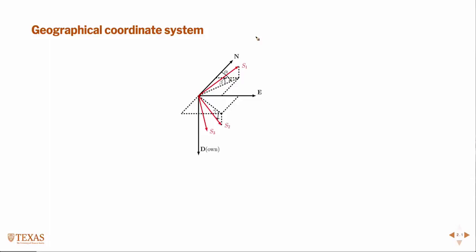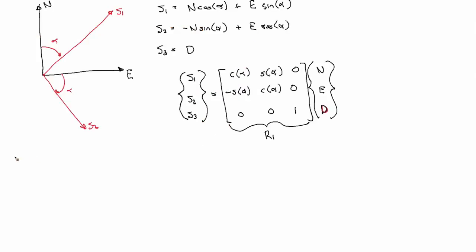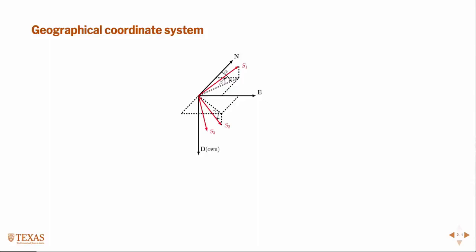So, returning here, I'll then draw north and down. And then I have S1 and S3 this time, and this is the angle beta. Everybody see that? So again, now we're looking down the east axis, and we'd see north and down, and we'd see S1 and S3.